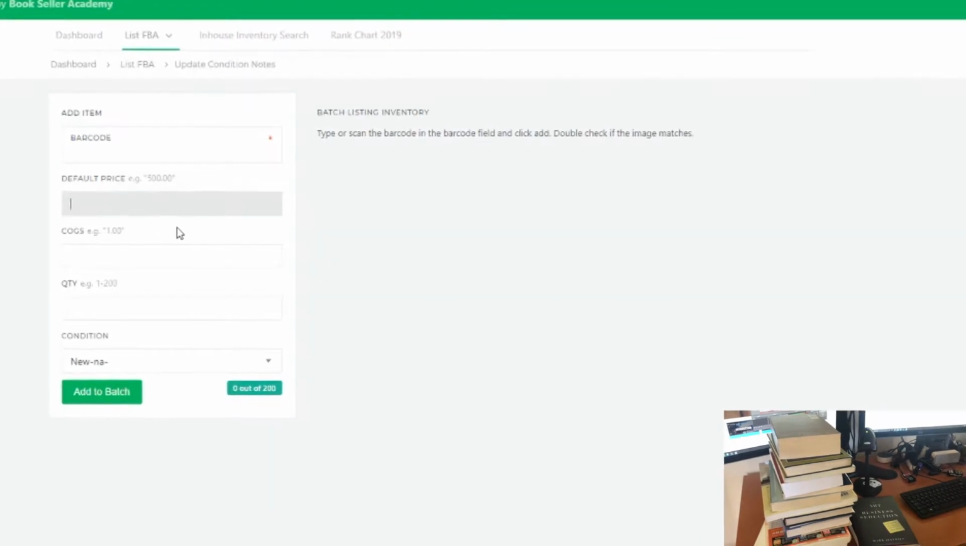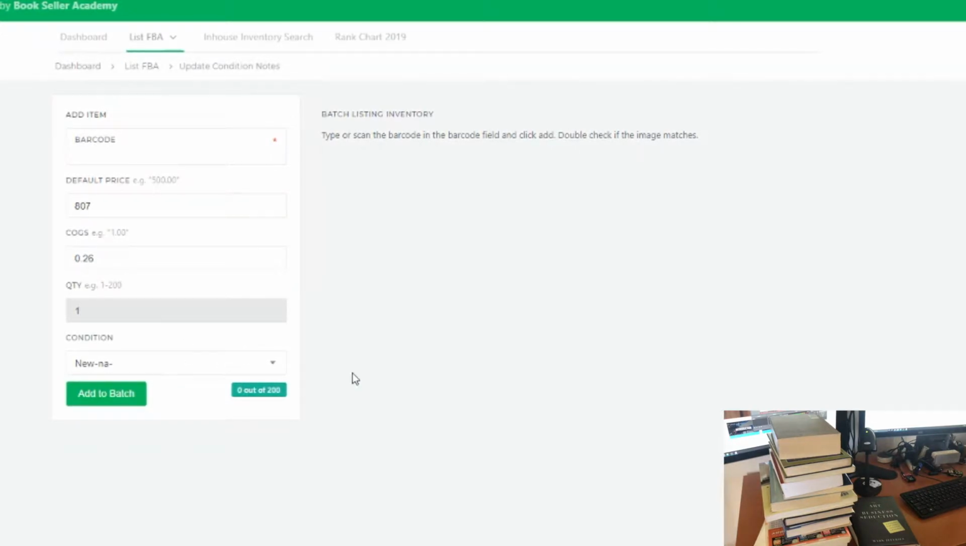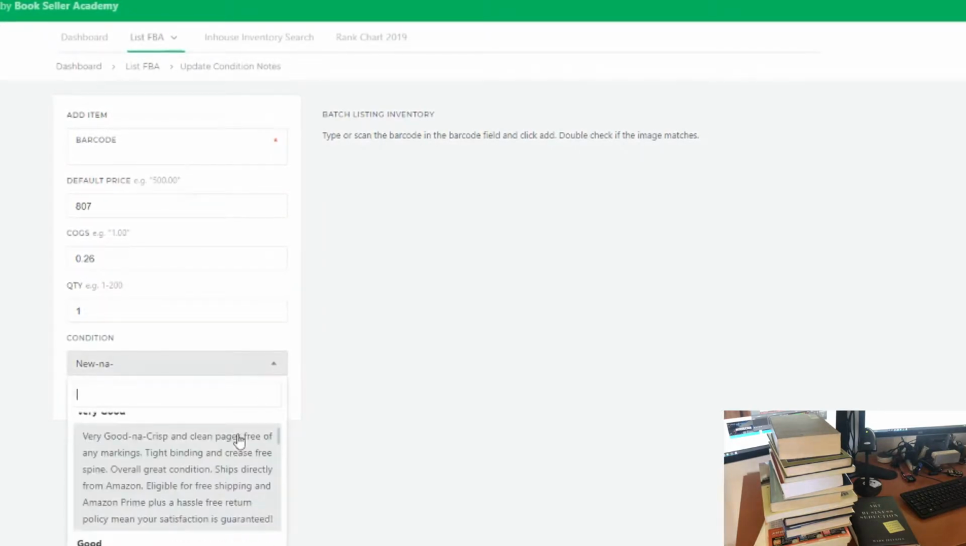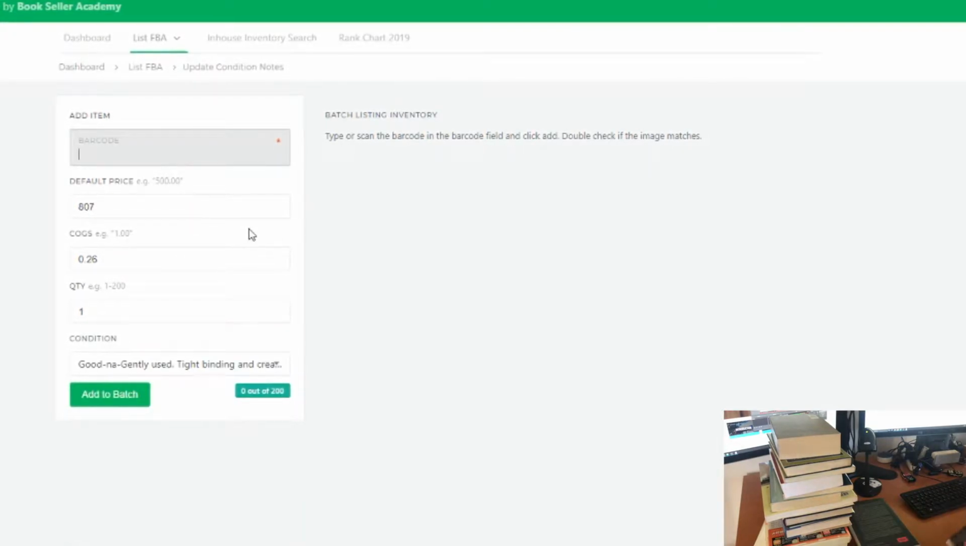For the default price, I'm just going to put it at 807 because I like the number. The cost of goods, again, is going to be 26 cents, and the quantity. And for this purpose, we're just going to set the books to good. Okay, put the barcode out there and let's go ahead and scan.